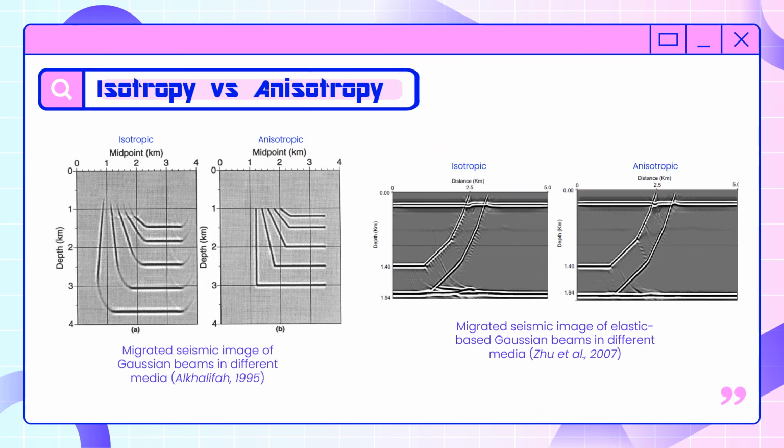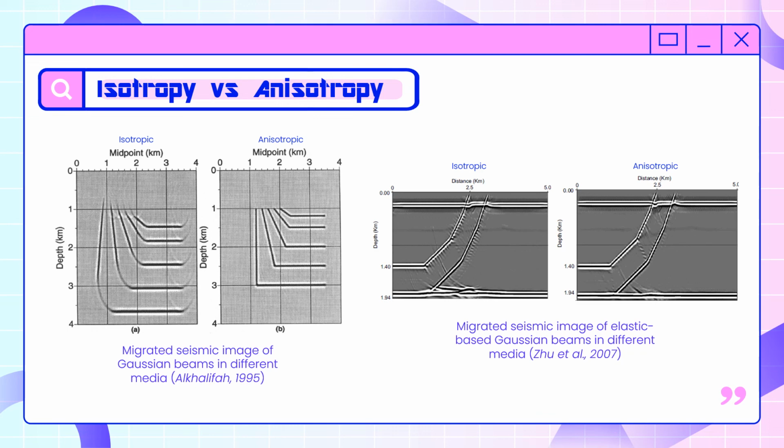Al-Khalifa in 1995 was the first to study the differences of migrated images produced between isotropic and anisotropic media. His study concludes that in the case of isotropic media, the migrated image would experience depth error as the reflector is positioned at too great a depth because the stacking velocity exceeds the vertical root mean square velocity. Therefore, anisotropic media give a substantially better image of the reflector position than the Gaussian beam migration that ignores anisotropy.